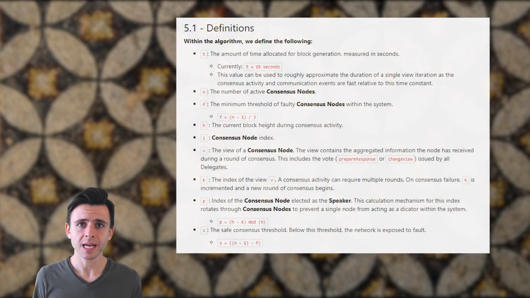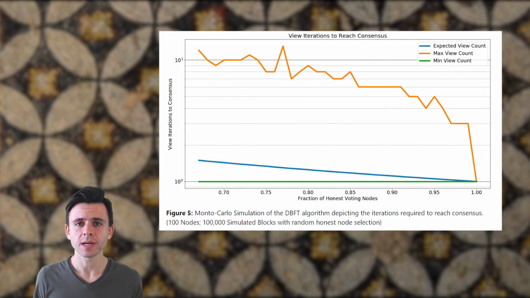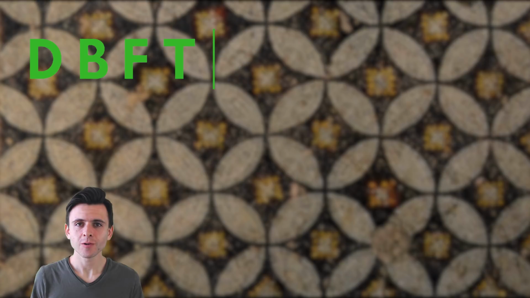There's a lot more that can be said about this consensus algorithm, from the variables that actually go into proving that it'll work, to Monte Carlo simulations that the NEO core team has run, showing how long it will take to achieve consensus based on how many honest and dishonest nodes there are. I'm not going to be digging into everything in this video, but I do want to go over some of the benefits to using the dBFT algorithm over something like proof of work, which is what Bitcoin uses right now.